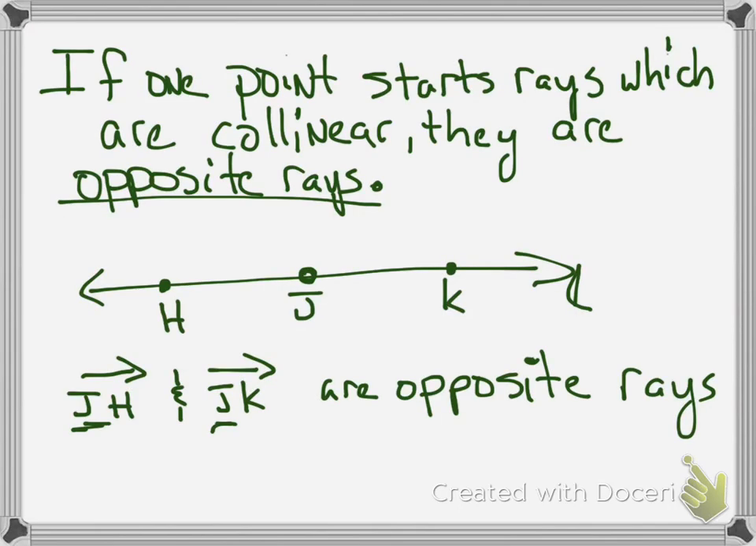If two rays start at one point and are collinear, they are called opposite rays. So you can see here, starting at J, JK goes this way on line L, and JH goes the opposite way. That's why they're called opposite rays. Keep in mind there's something special about opposite rays. We'll be able to talk about how they have a certain degree measure. Of course, we need to know what a degree is, but that's a whole other story.